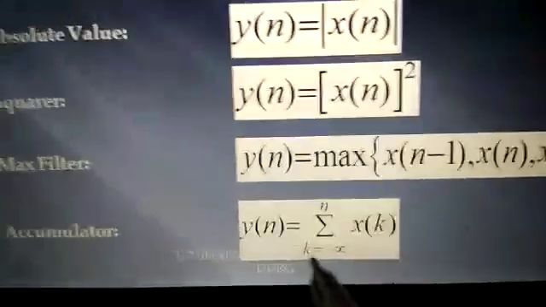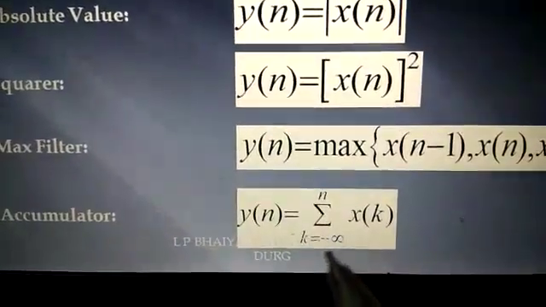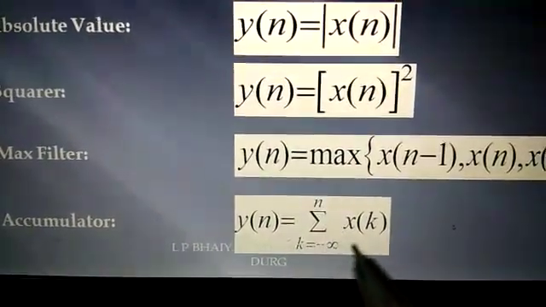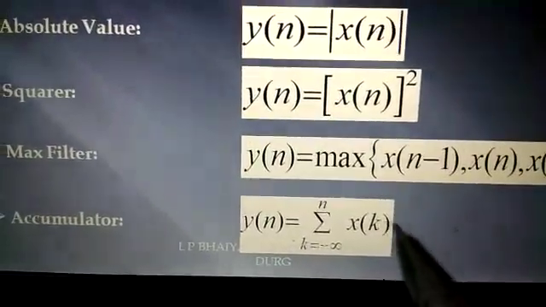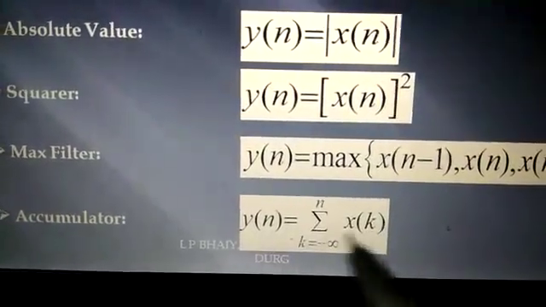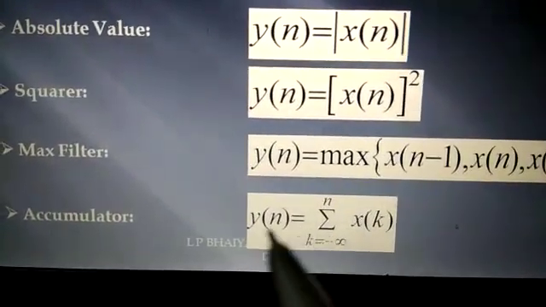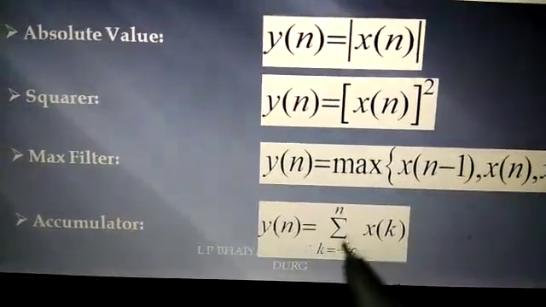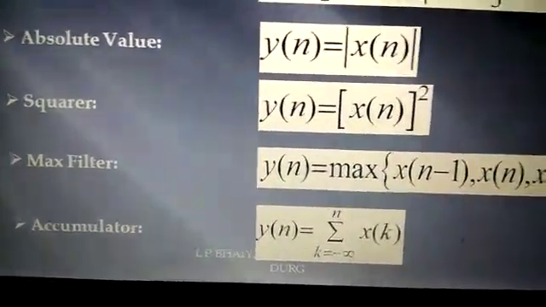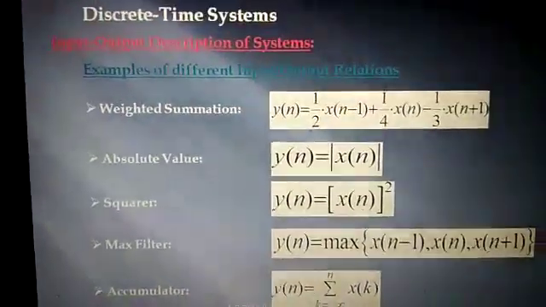It is a summation. y of n is equal to the summation k equals minus infinity to n of x of k. This relation is very important in digital signal processing because it is also used in convolution and FIR filters.